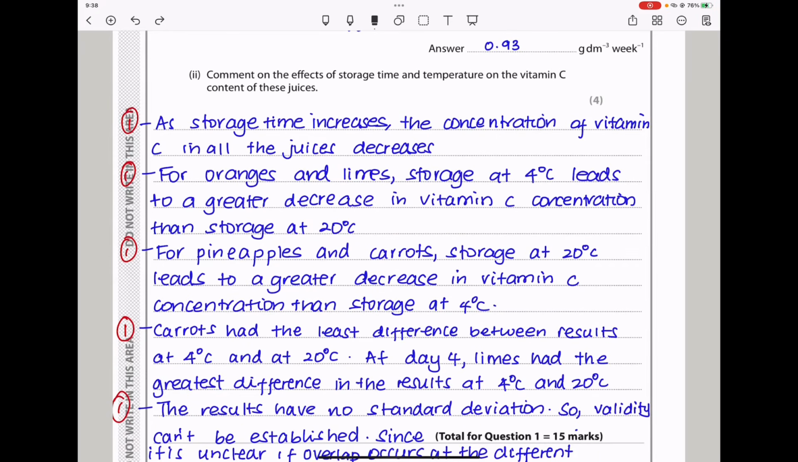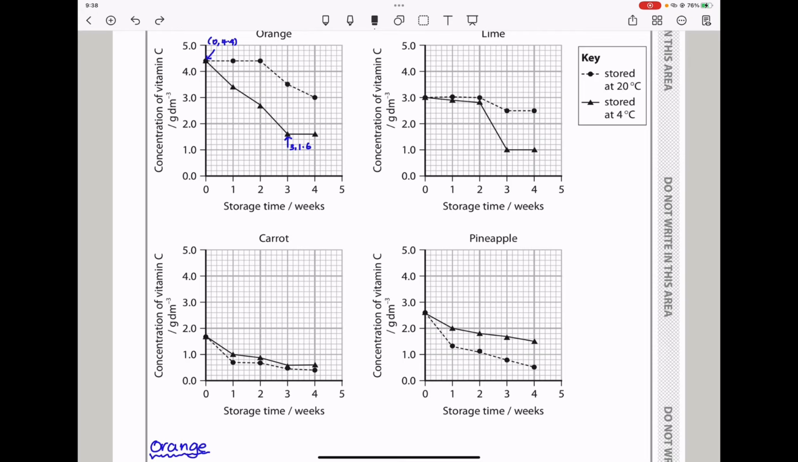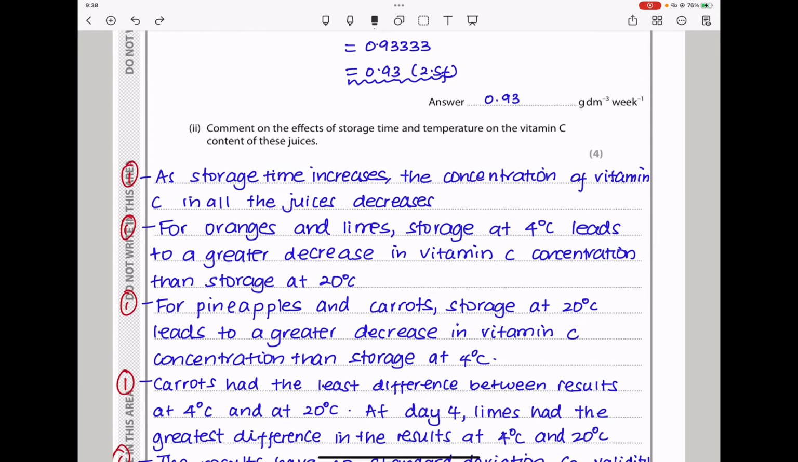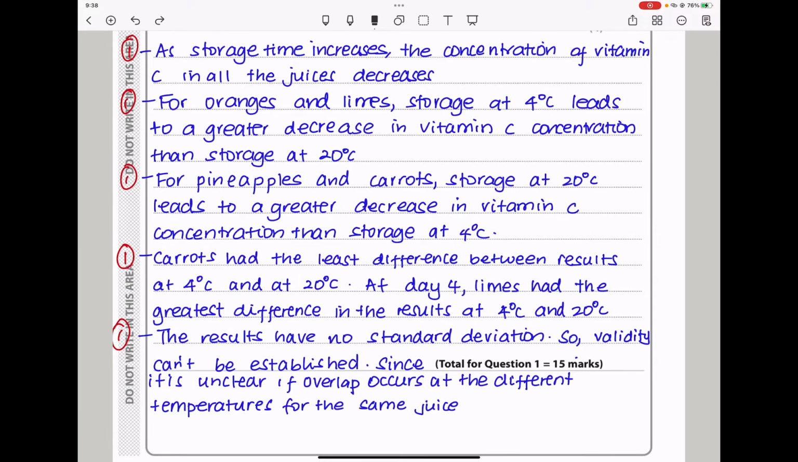For pineapples and carrots, storage at 20 degrees leads to a greater decrease in vitamin C concentration than storage at 4 degrees. And again, this is true. You can see at higher temperature, there was a greater decrease than at 4 degrees. Then carrots had the least difference between results at 4 degrees and at 20 degrees.